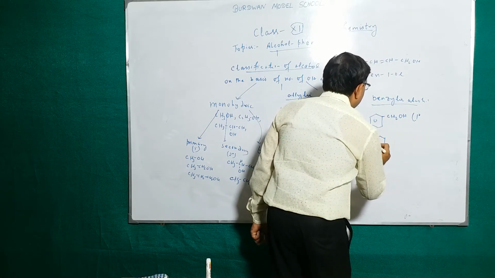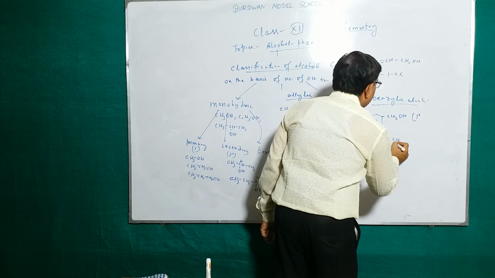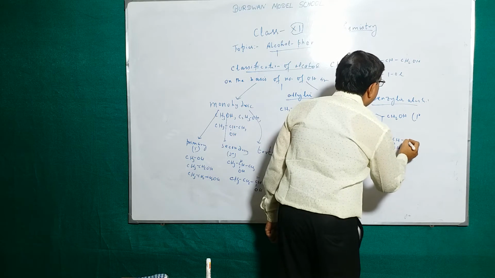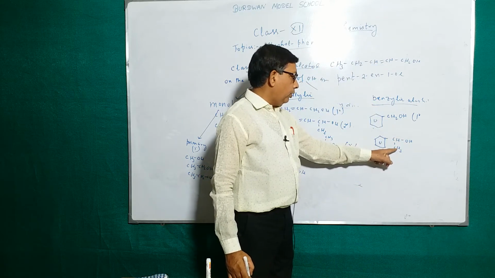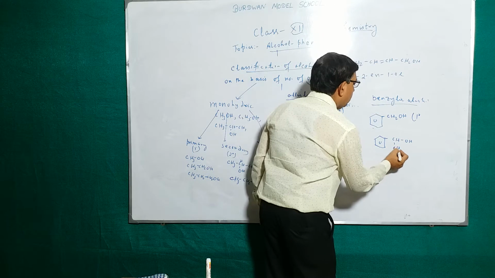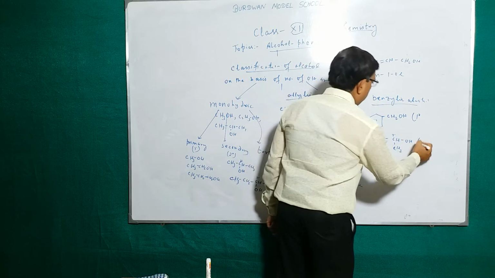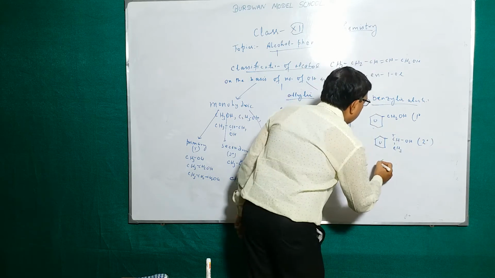Another example, benzene ring with CH3OH. The OH group is attached to the carbon atom which is linked with two neighboring carbon atoms. So this is secondary, and it is called secondary benzylic alcohol.